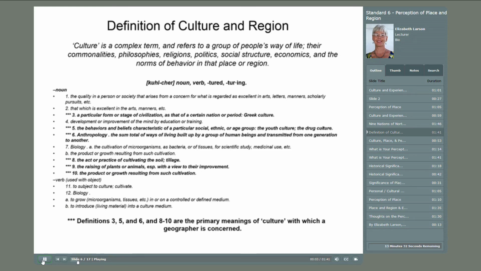The definition of the word culture is complex. Culture refers to a group of people's way of life, their commonalities, their philosophies, their religion, politics, social structures, economics, and the norms of behavior in that place or region. Looking at the definition on this page, we can see that there are 12 different entries for the word culture. The ones that a geographer is most concerned with are definitions 3, 5, and 6, and 8, 9, and 10.